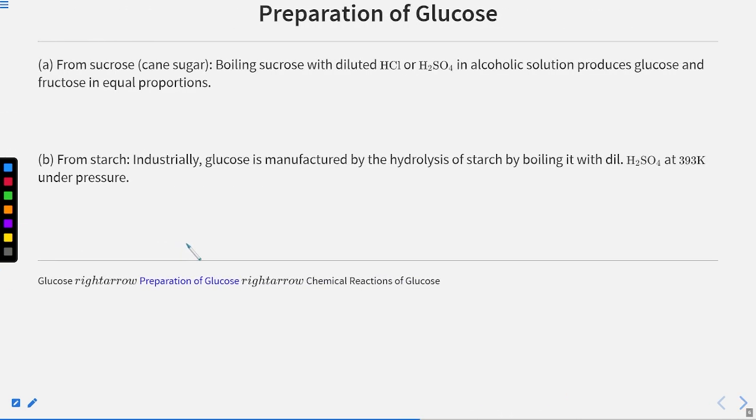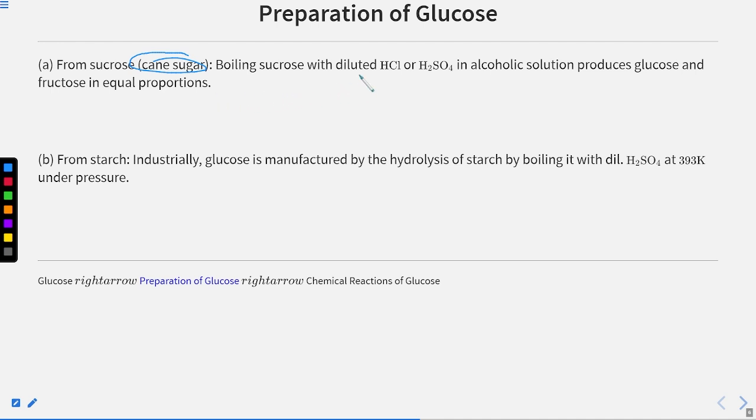Now, let us see the preparation of glucose, how it is prepared. The first one is from the sucrose, that is the cane sugar. Cane sugar means the sugar cane, I would say. The sugar that is present in cane is called the cane sugar. Ganna, that word, if you have not heard.